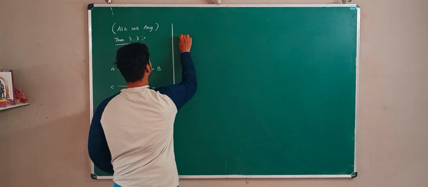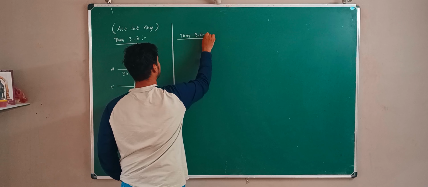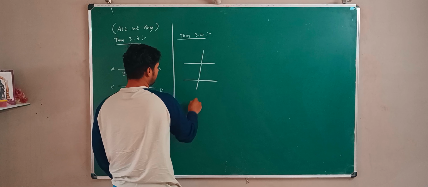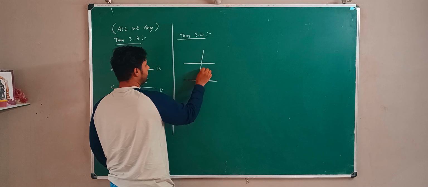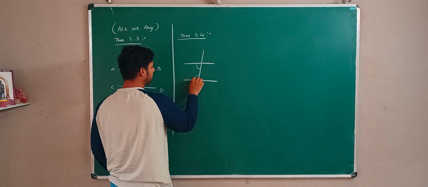Theorem 3.4. If a transversal intersects two lines such that a pair of interior angles on the same side of transversal is supplementary, then the two lines are parallel.